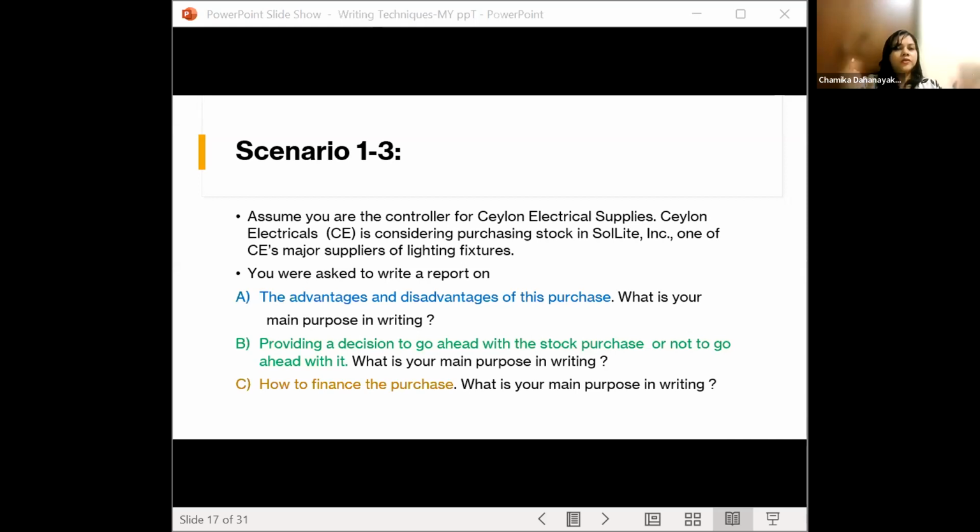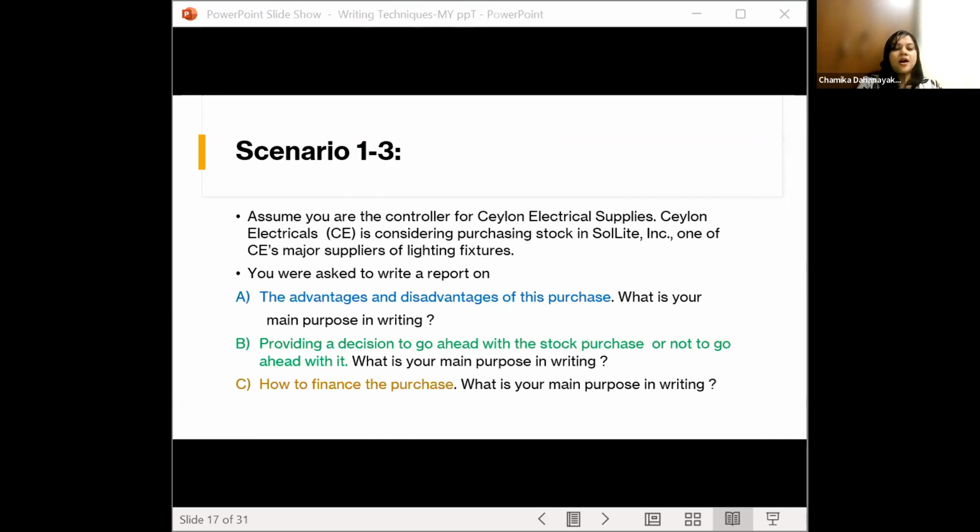Okay, so now this is a very unique situation none of the other people will face, right? So teachers, doctors, lawyers don't have to do this. No, only finance, management, accounting professionals have to do something like this. So if your company is thinking of purchasing stock in Sollight, imagine that you were asked to do different things on the same situation, right? So the very first time your managers asked you to produce a report on the advantages and disadvantages of this purchase. So I want you to think about the purposes of writing and decide what is your main purpose.